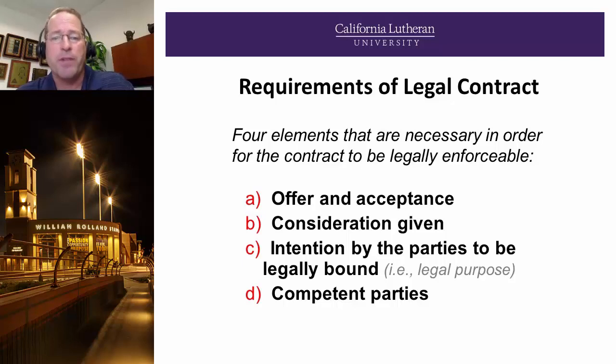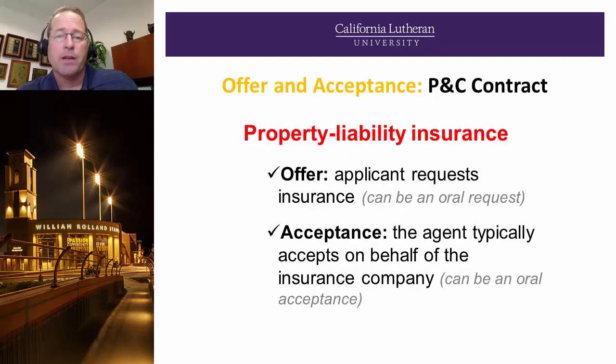So some of the requirements of a legal contract, there's 4 necessary elements. First is the offer and acceptance, consideration given, intention by the parties to be legally bound, and that they are both competent. So in property liability insurance, the offer is the applicant requesting insurance, and the acceptance is the agent typically accepting on behalf of the insurance company.